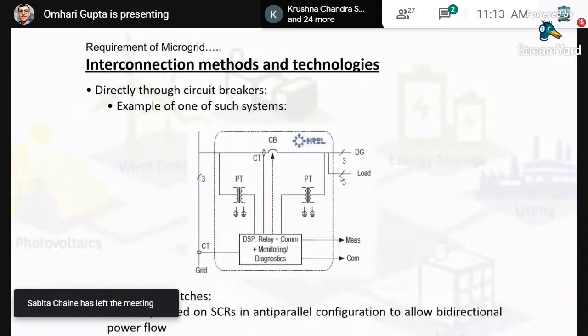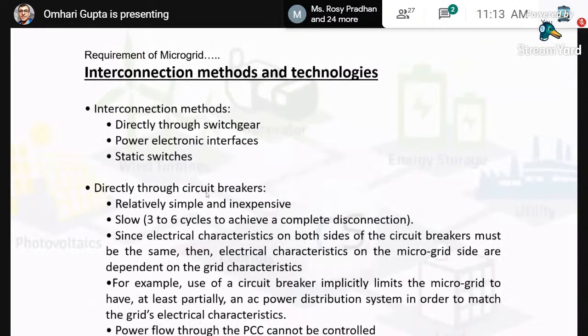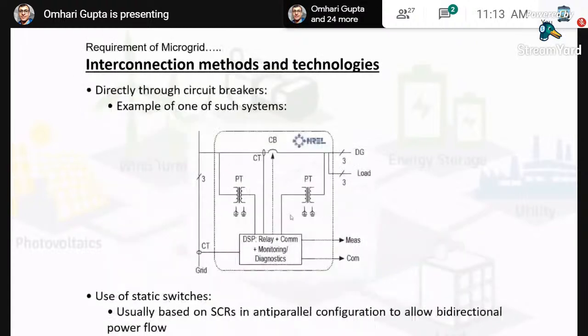Now, the second method. This is the circuit diagram of the first one. Then the second method can be static switches, usually based on SCRs in anti-parallel configuration, which you may connect to allow bidirectional power flow. In the conventional one, which is the first one using a circuit breaker, you just have to have control for this circuit breaker operation. That's it. You need not have a control scheme for power flow.